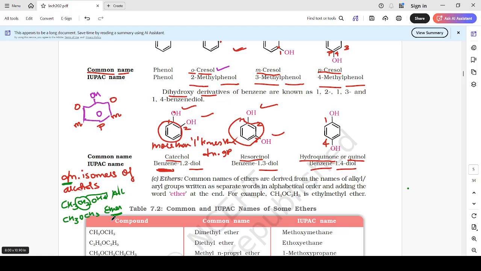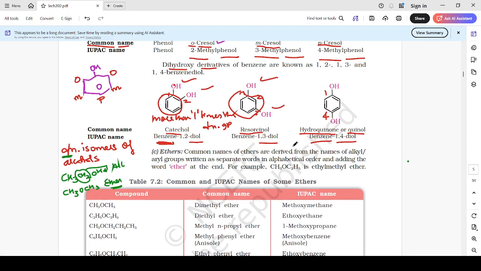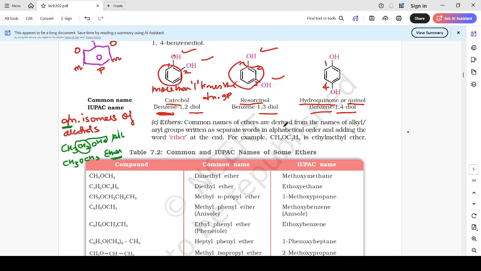Yes, ma'am. We are going for the naming here. How do I name it? The common names of ethers are derived from the names of alkyl and aryl groups written as separate words in alphabetical order and adding the word ether here. So let us look at this.